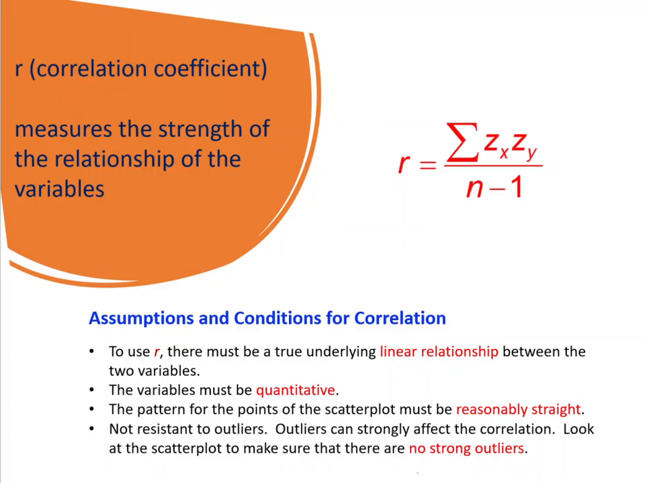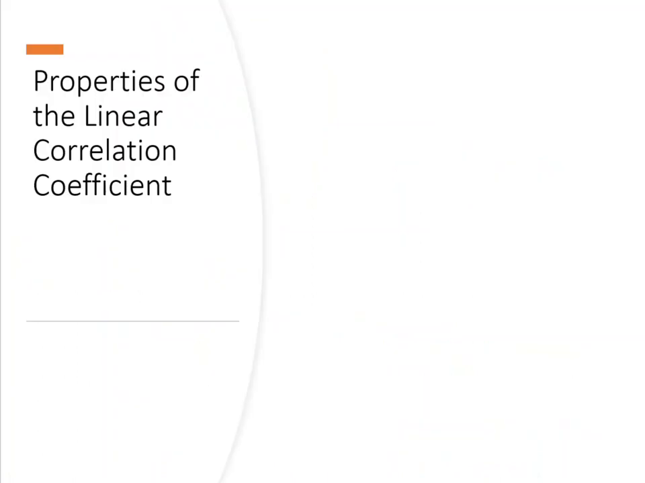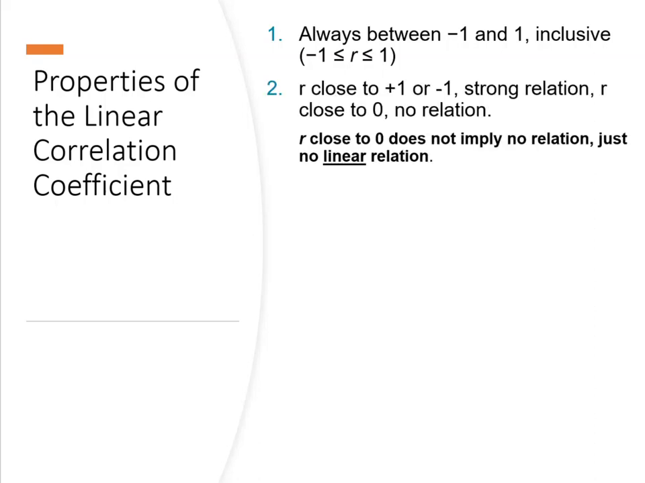So having said that, let's talk about some of the properties that we see when we are utilizing this correlation coefficient. The first idea is that our r value, the correlation coefficient r, is always going to be between the numbers -1 and +1, including -1 and +1.